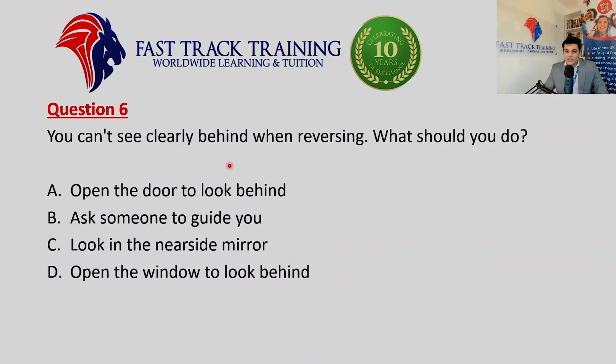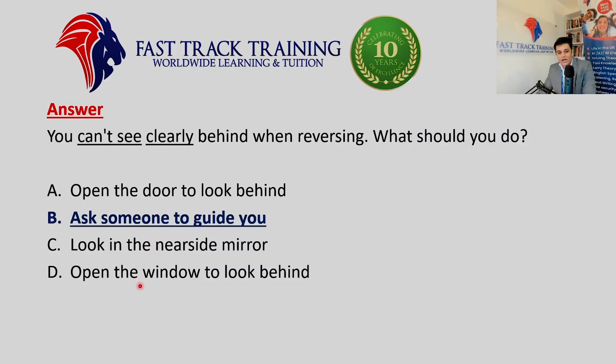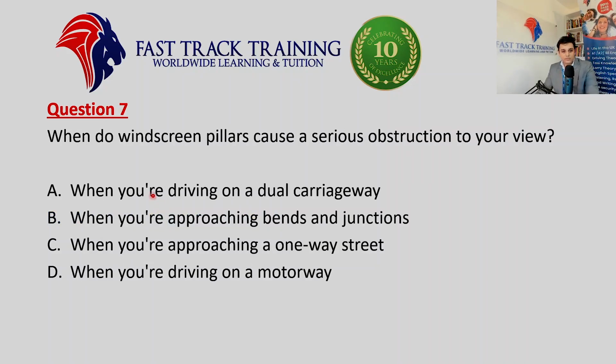You can't see clearly behind when reversing. What should you do? Open the door and look behind. Ask someone to guide you. Look in the near side mirror. Open the window to look behind. So the correct answer here is you want someone to guide you. Asking someone to guide you means if you can't see clearly behind, ask someone to get out and tell you to go, because you don't want to make a mistake. You don't want to hit anybody. And God forbid, you don't want to hit a child who's quite small. You won't see them in your mirrors.